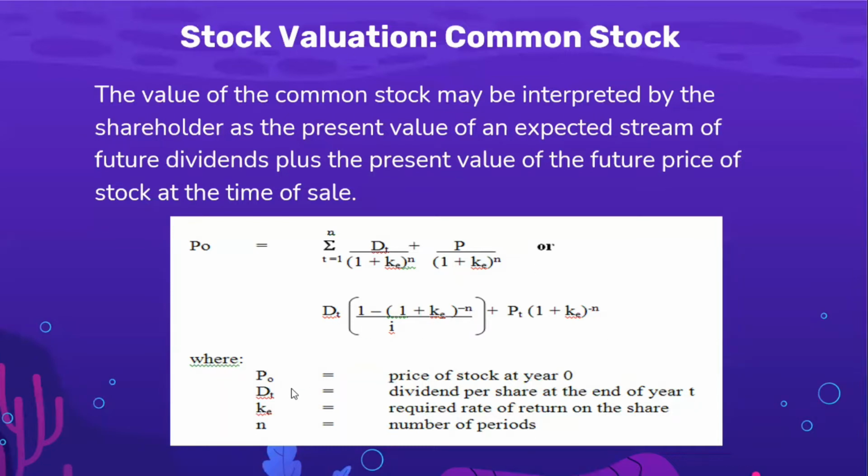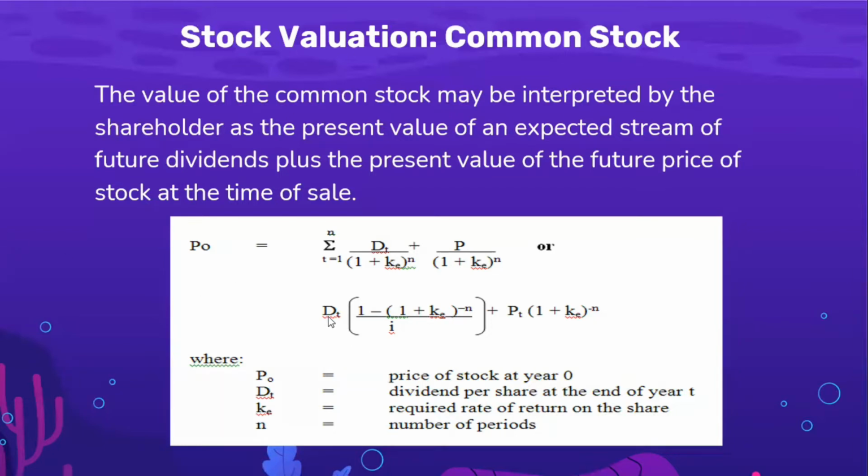P sub 0 is the price now, the price of the stock at year 0. Remember in our previous discussions, when we say P sub 1, that would be the price next year, so don't confuse yourself. D sub T is the dividend per share at the end of year T, and K sub E is the required rate of return on the share, and then the number of periods.